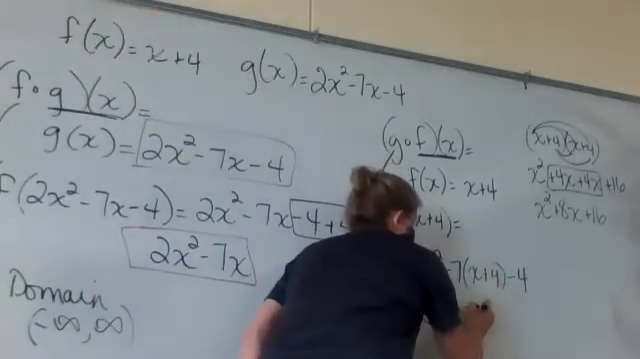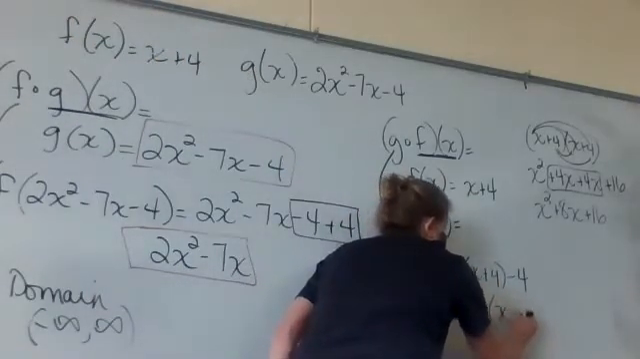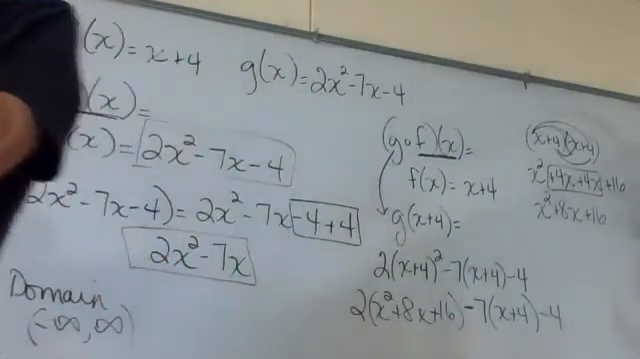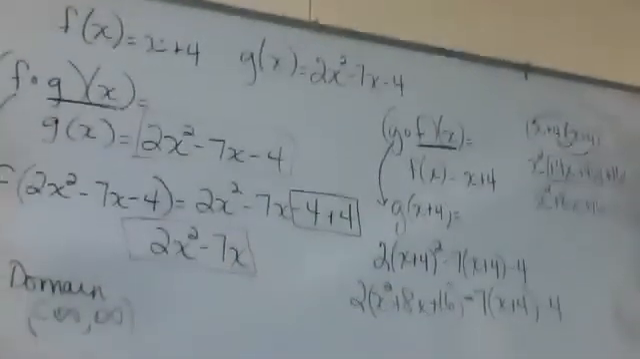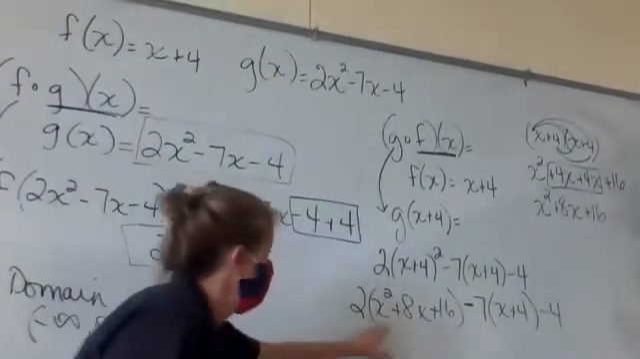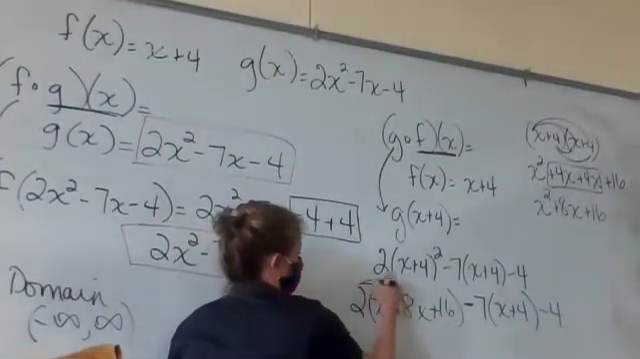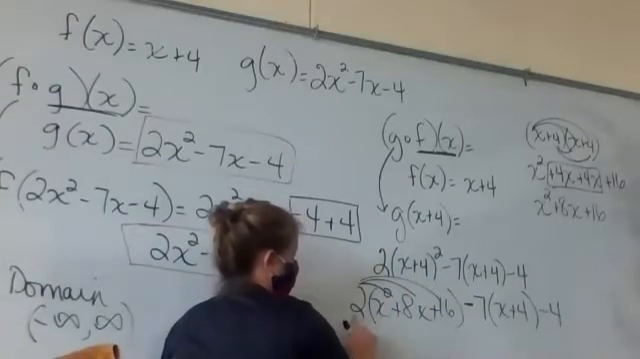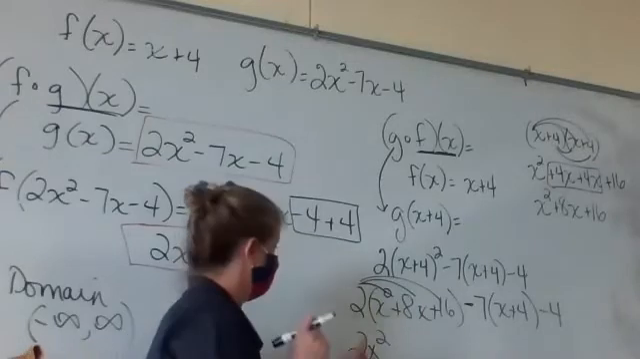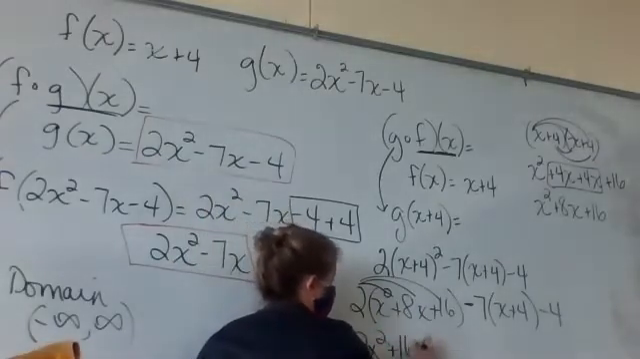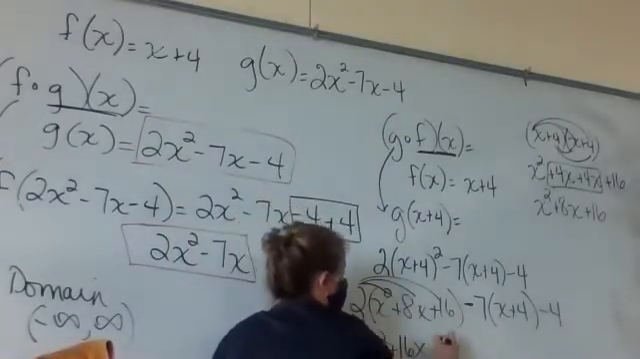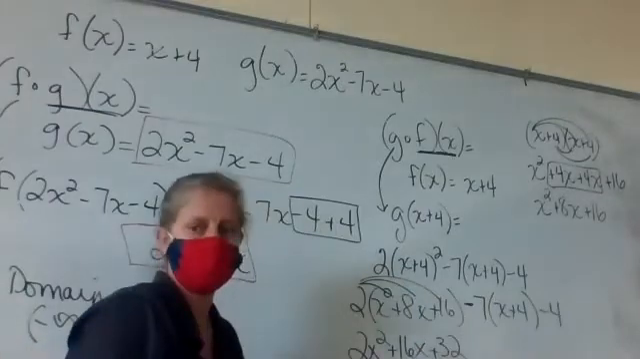I'm just going to drop the rest of this down. Minus 7 times x plus 4, minus 4. Then I'll distribute to get rid of the parentheses. So 2 times x squared is 2x squared. 2 times positive 8x is 16x. Plus 2 times 16 is 32.